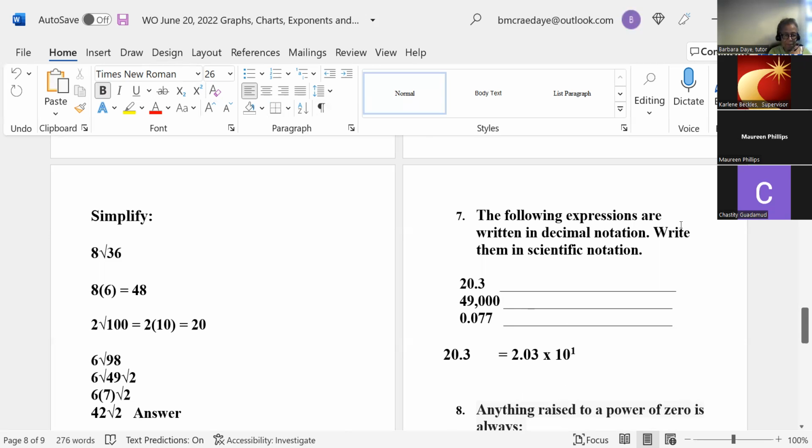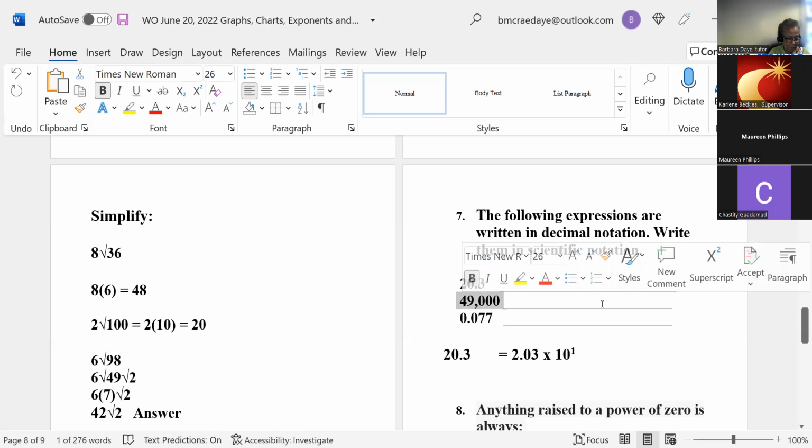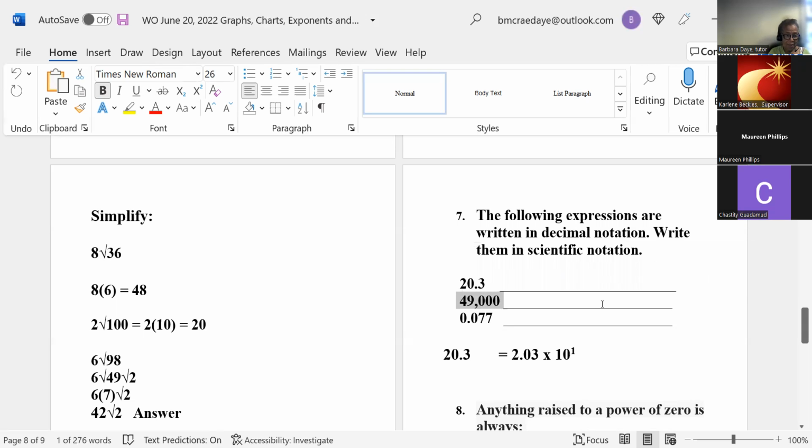Okay, so the number 49,000, you will move it to the right. No, you're moving it to the left. So your big numbers that are greater than 1, you're always moving to the left. So the 49,000, let's just put that here. Your decimal point is really right here, right? If you don't see it, it's after the last digit. So it's right there. So how many places are you going to move it, Maureen?